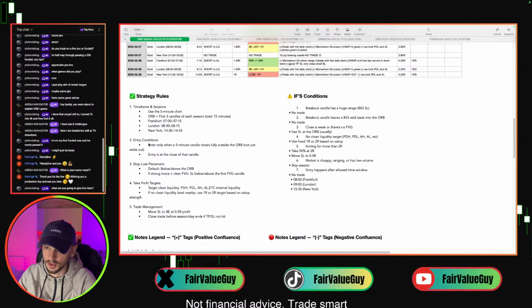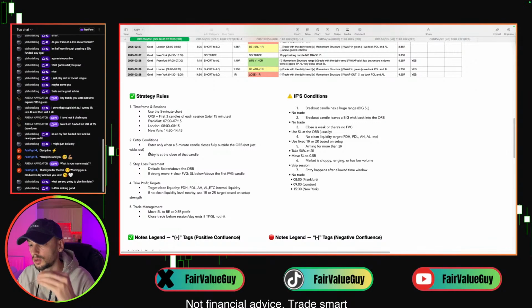This is the entry condition. Enter only when a 5-minute candle closes fully outside the ORB, not just wicks out. We need a candle close. Entry at the close of the candle. Stop loss is by default below the ORB. If it's a strong move, we look for a clear fair value gap, etc. All of these are my rules. All of these are my if conditions.